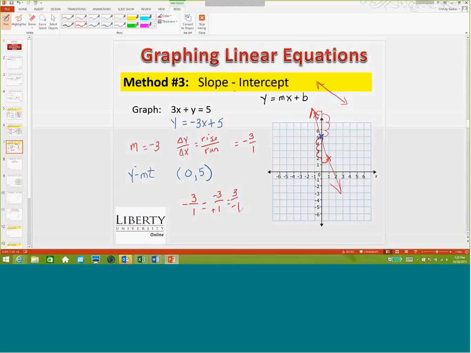So when you are using slope-intercept, the first thing you're going to want to do is plot your y-intercept point first. Then use your slope, rise and run, to find the next point, and then your line will be drawn.